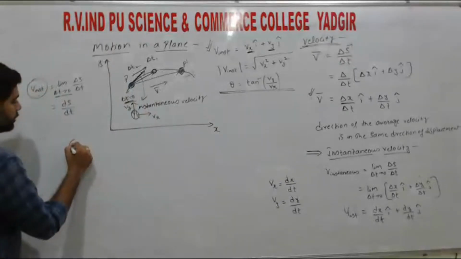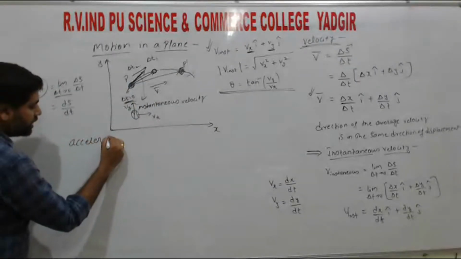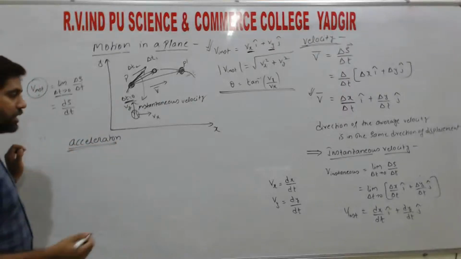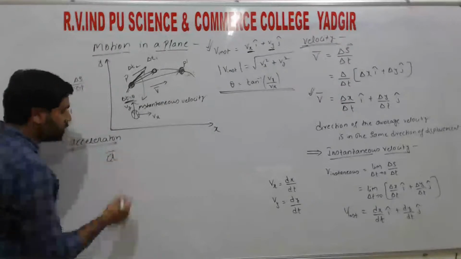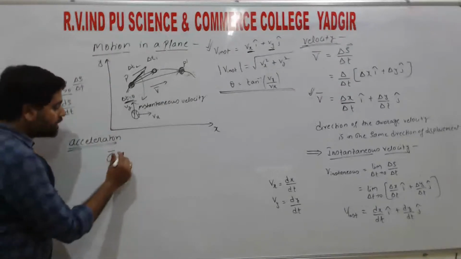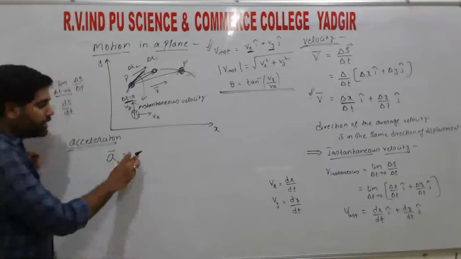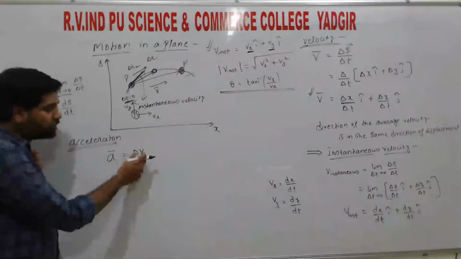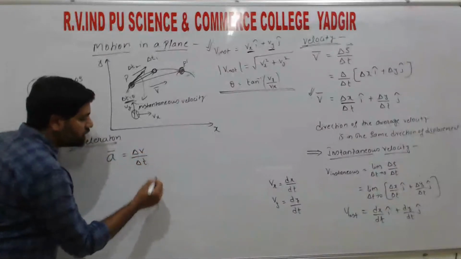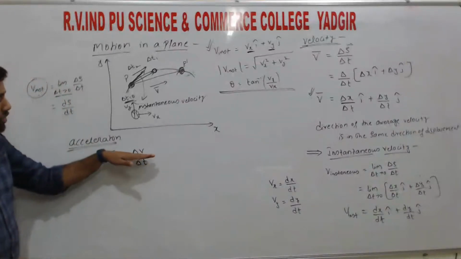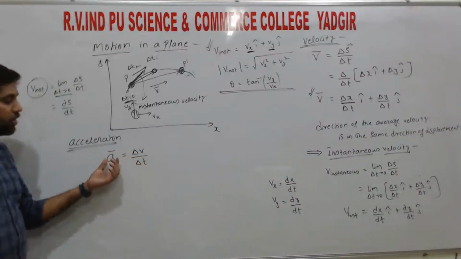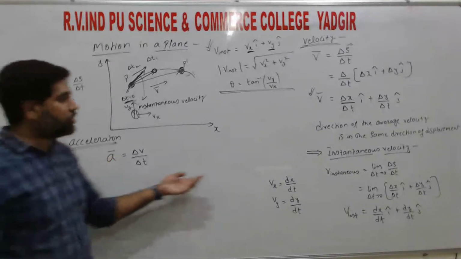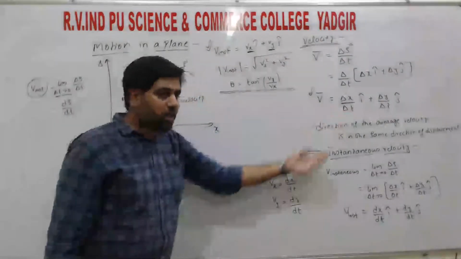So next is acceleration, or again by the same, average acceleration, right? So average acceleration, that is a bar, right? So average acceleration is equal to change in velocity, that means delta v, to the change in time, that is the rate of change of velocity with respect to time. That one we call the acceleration, right? So this is the average acceleration, so that's why we took the average velocity here, right?